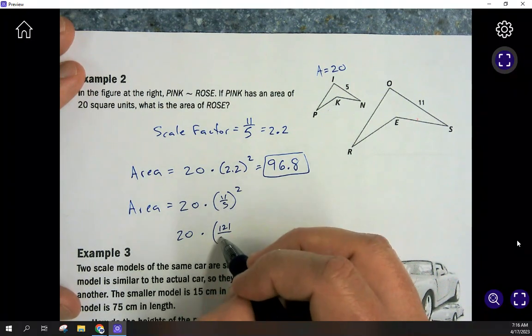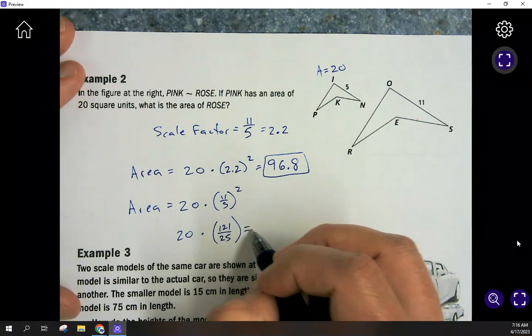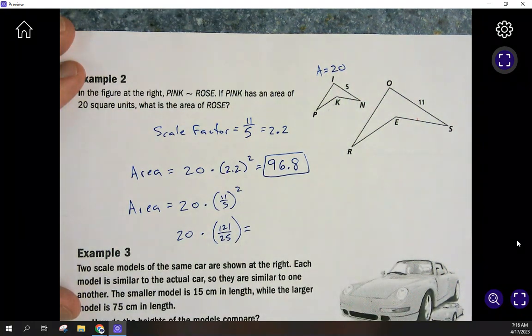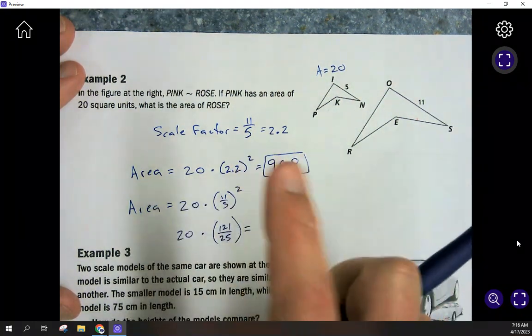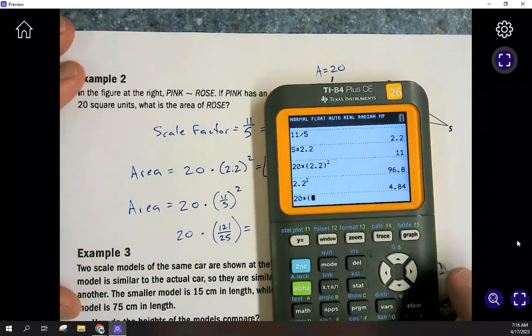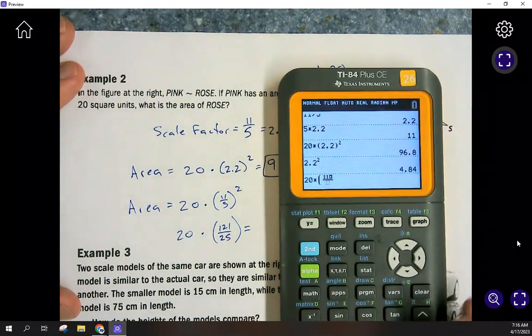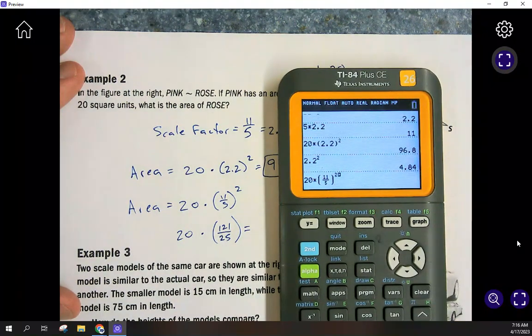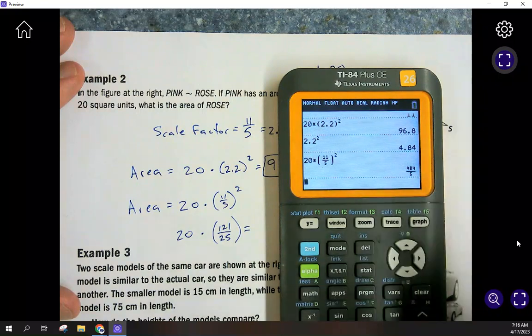The 5 gets squared. That's 25. So this is actually the factor that we're multiplying by. The 11 compared to 5 squared. So you could do this in your calculator. 20 times, use your fraction key, 11 over 5 squared. Now notice it gives you a fraction.